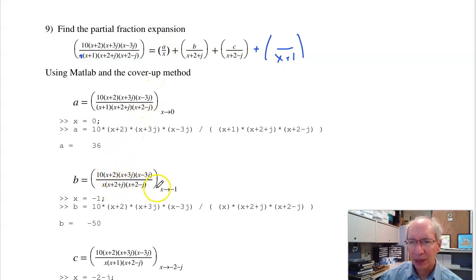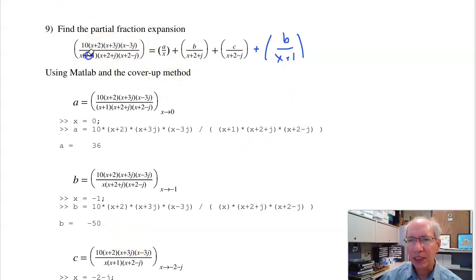To find B, there's this guy right here, I'll use the cover-up method, cover up this term, evaluate at x equals -1, and I get B is -50.